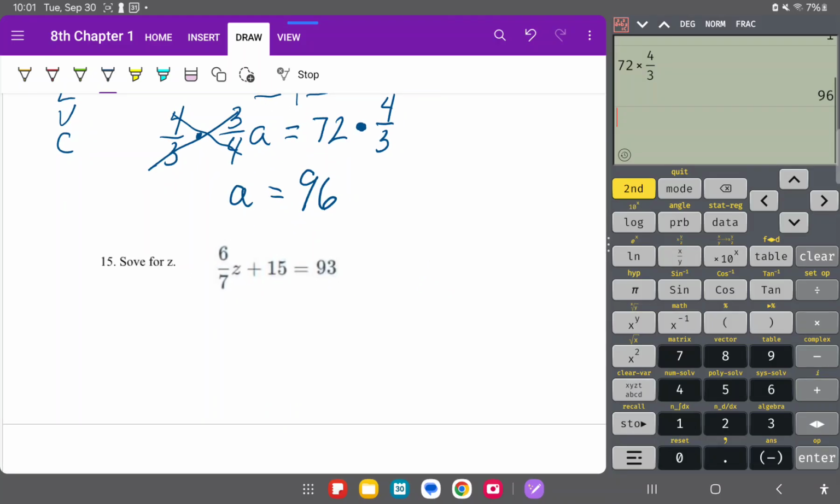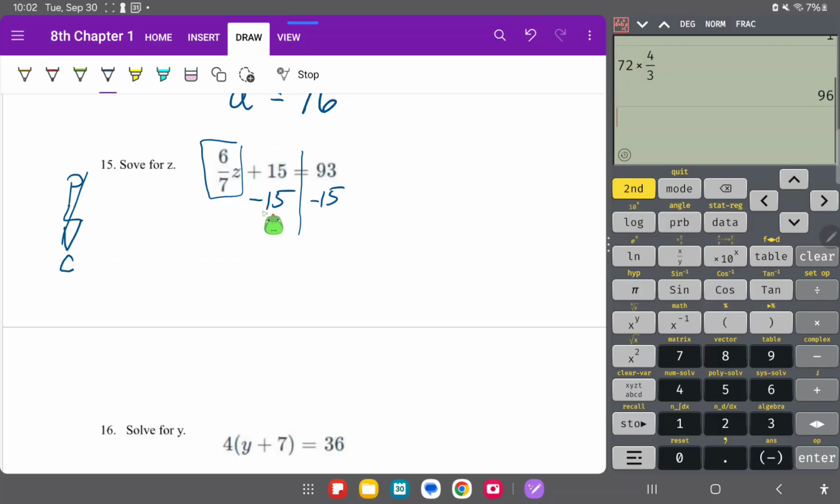So on number 15, it's the same thing that we just did. No parentheses, like terms, and all the variables are already over here. So we need to do the constant. So this is the variable term right here. So we need to move this 15 to the other side. All right, so over here, cancel out. 6 over 7z. And that's going to equal 93 minus 15 is 78.